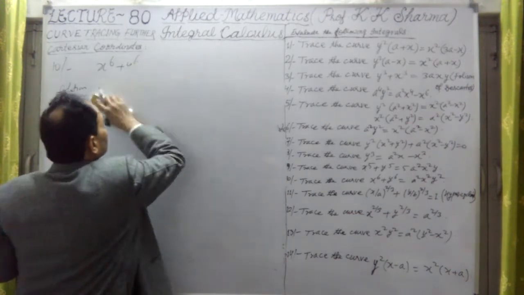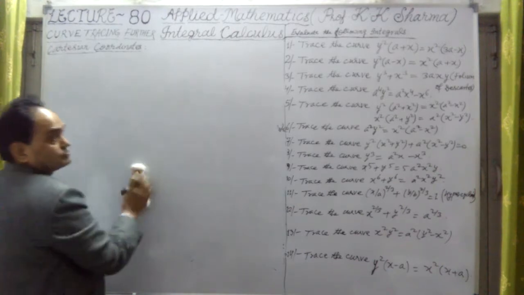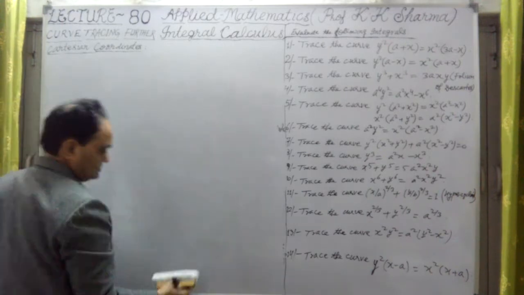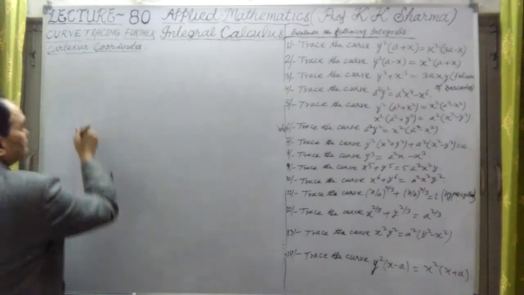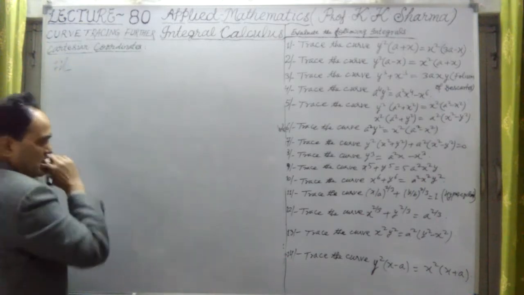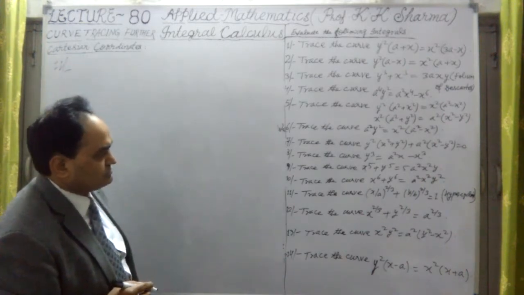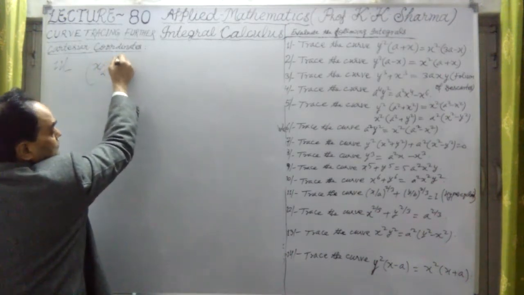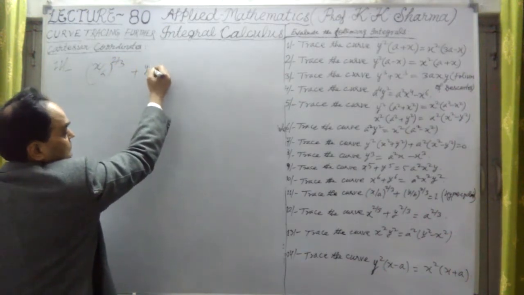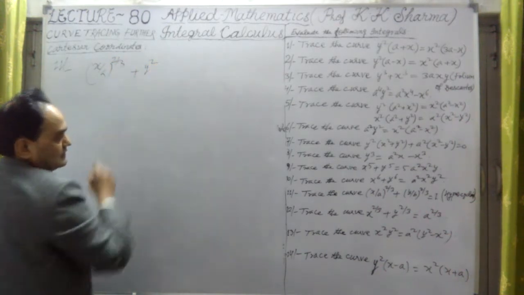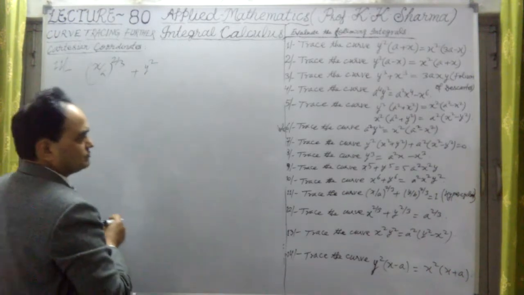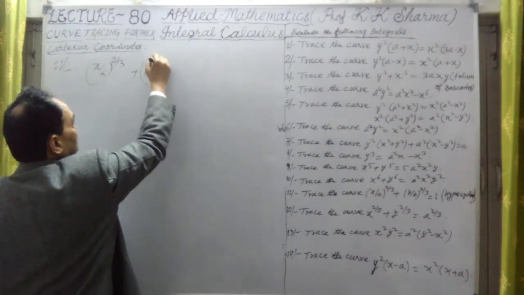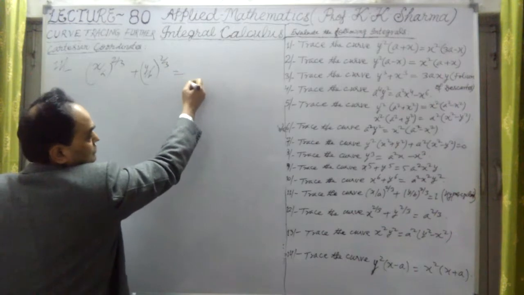Now let me take the 11th question. What does the 11th question say? Question number 11 states the curve (x/a)^(2/3) + (y/b)^(2/3) = 1.